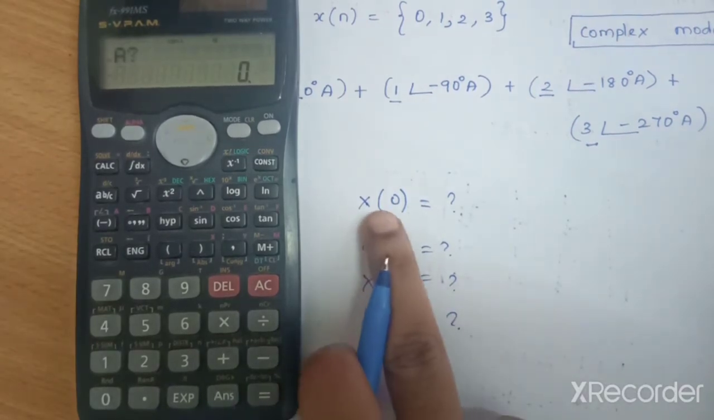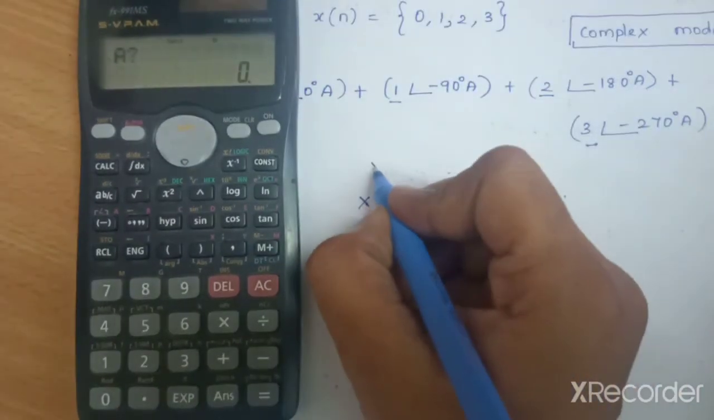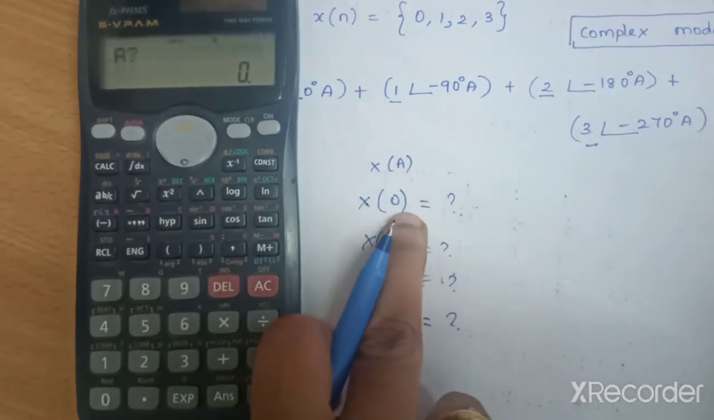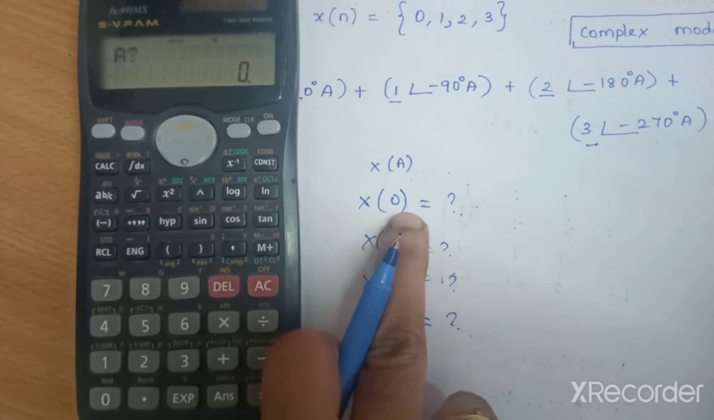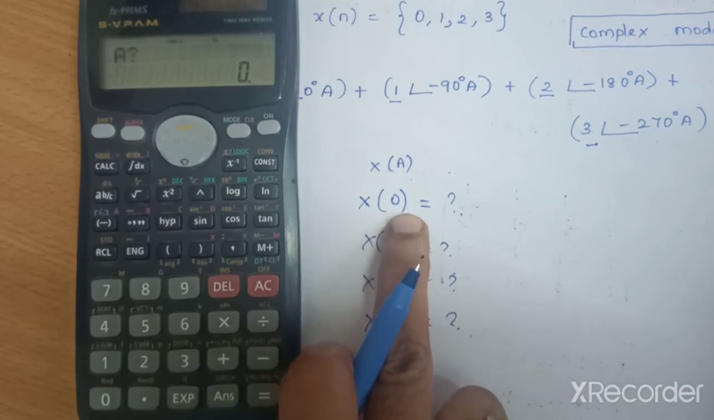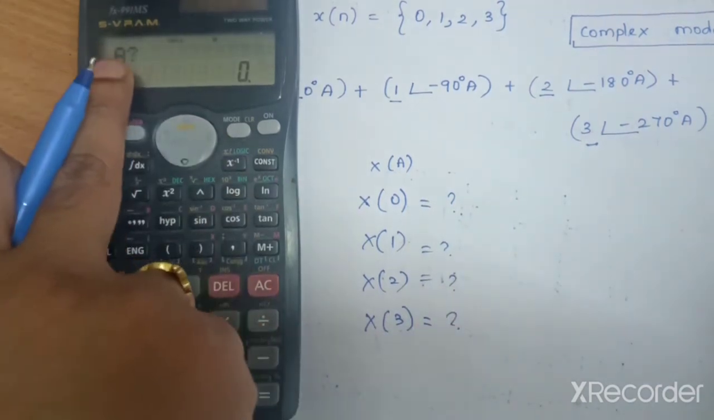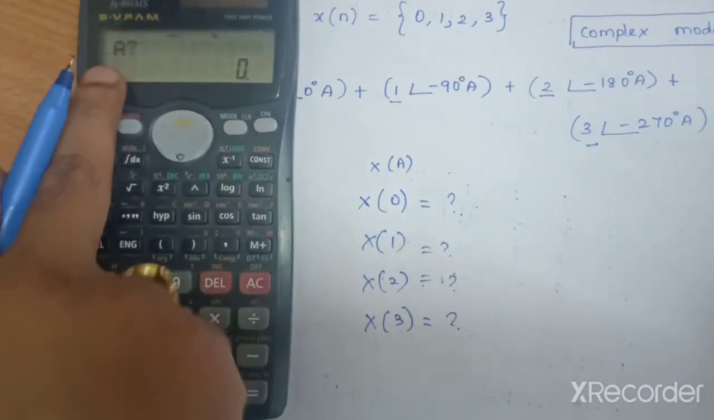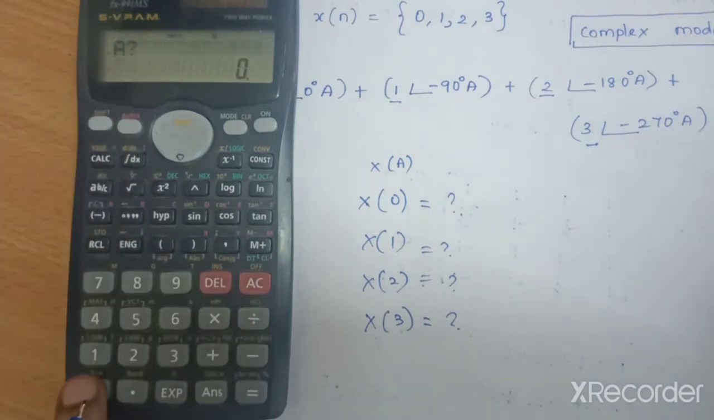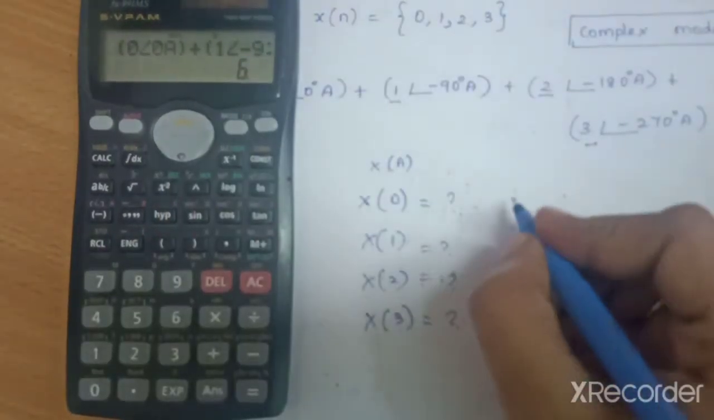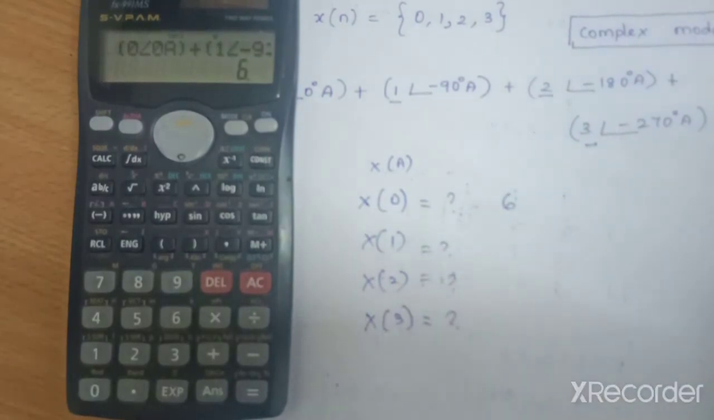First it will be in the form of x of A. So first the value of A will be 0. When you substitute the value of A as 0, you get the x of 0 value. It will ask what is the value of A. So you press 0 and then press the equal symbol. You have the answer for x of 0, that is 6. So x of 0 will be 6.